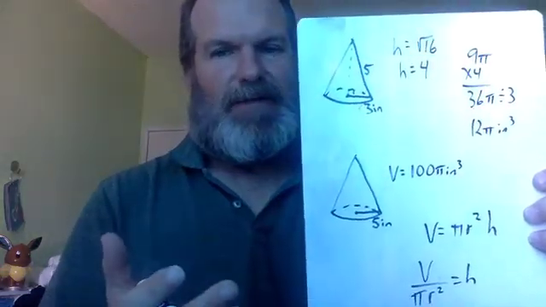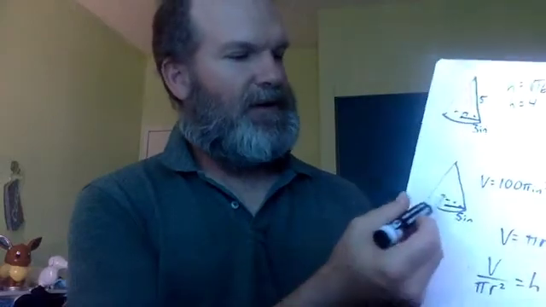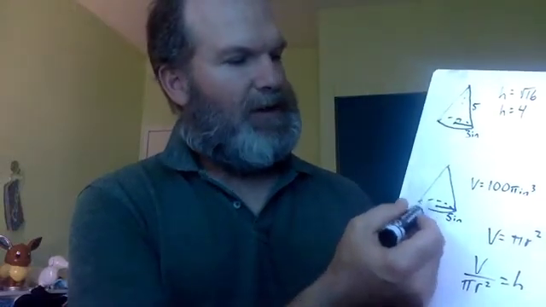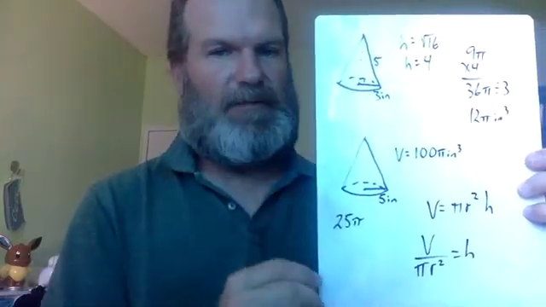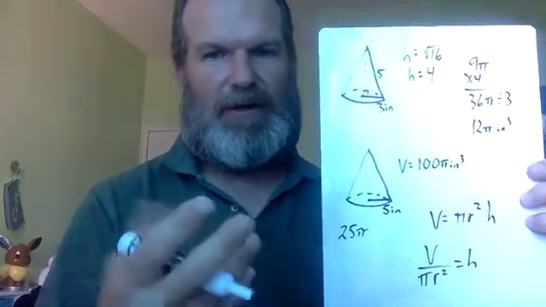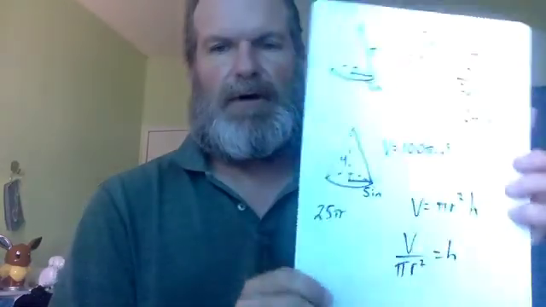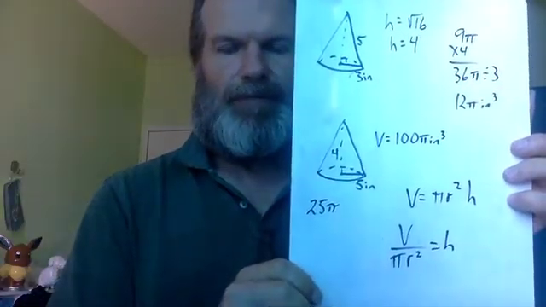All right, let's see here. I like to do these in my head. If you look at this and you say, what is the area of the base? The area of the base is 25 pi, and our volume is 100. What do you have to multiply 25 by to make it 100? You have to multiply it by 4. So your height is 4.